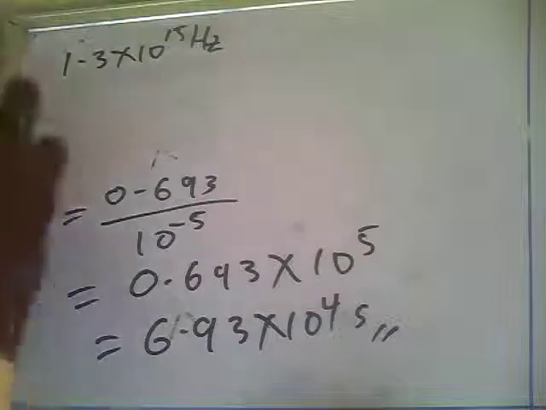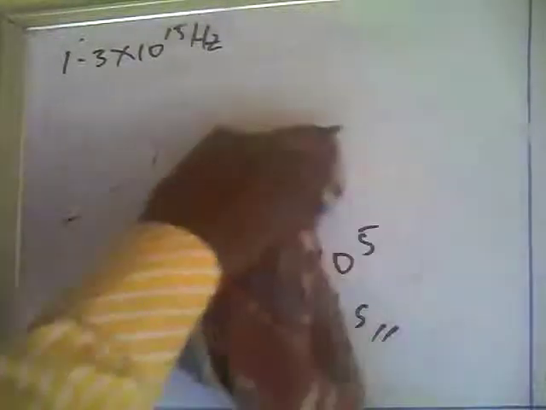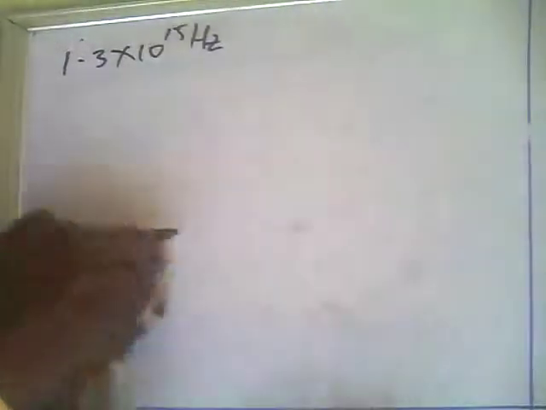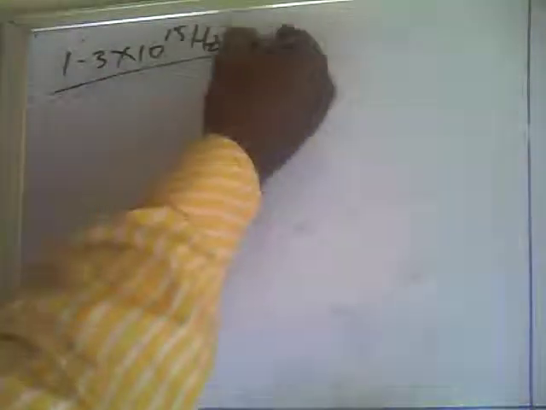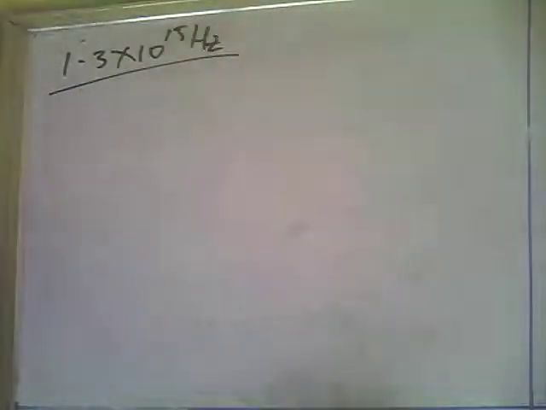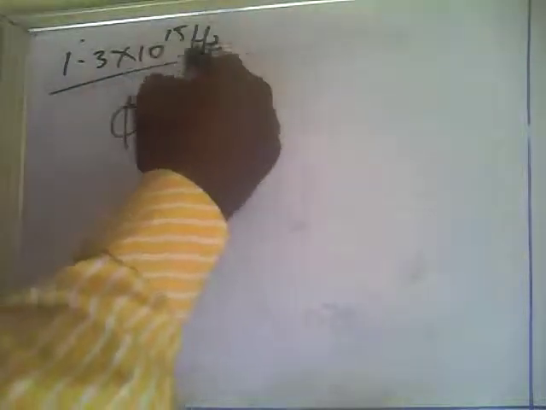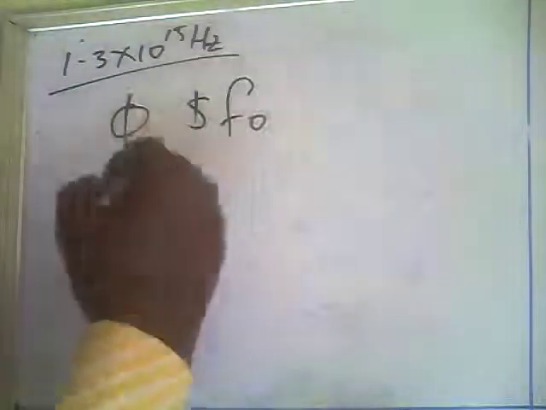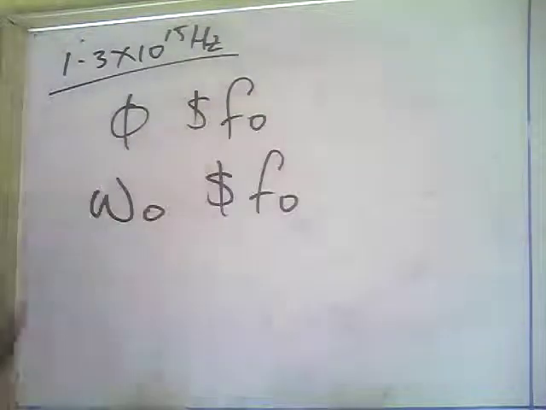Now we have the threshold frequency given, and we are asked to calculate the work function. I repeat again: if the threshold frequency for tungsten is 1.3 times 10 to the power 15 Hz, what is its work function? This question relates work function and threshold frequency.